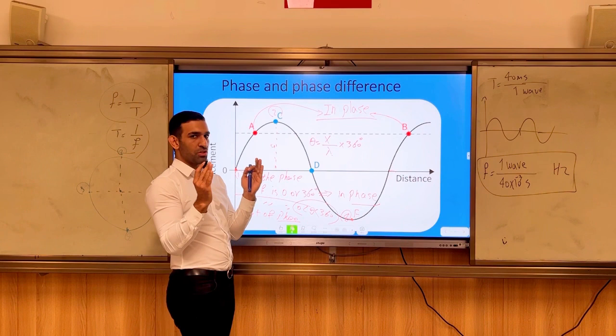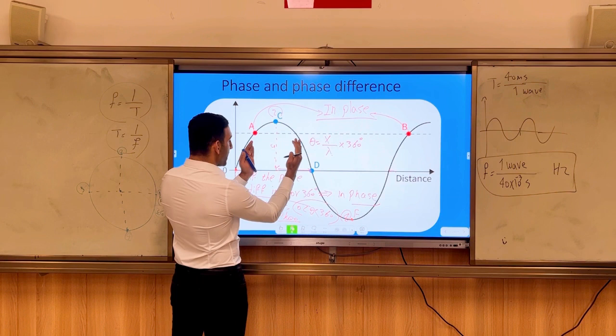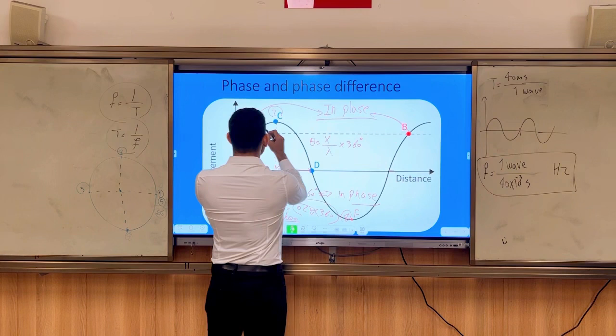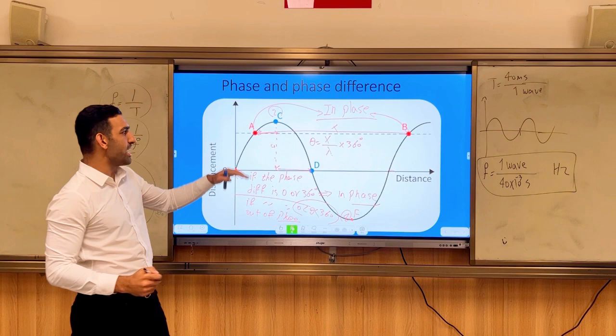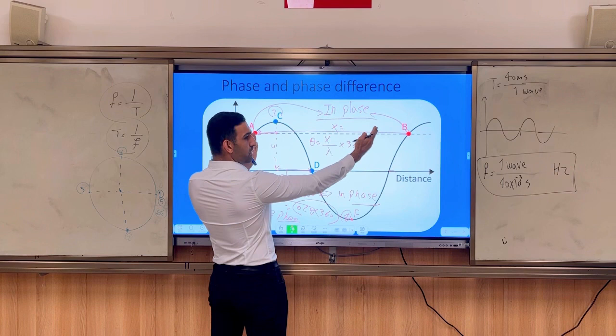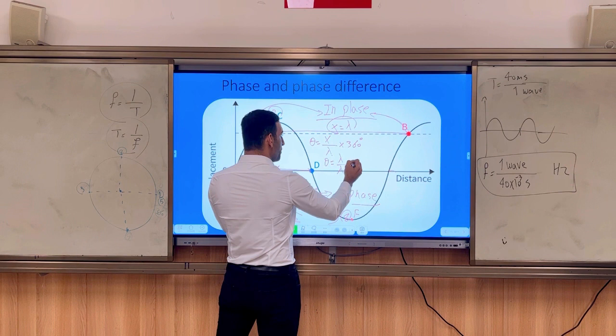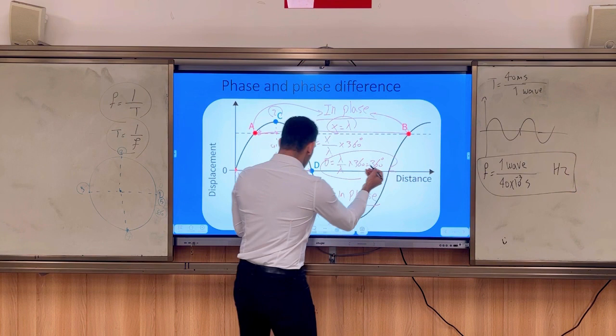Point C and D, this is x. A and C, this is x. A and B, this is x. Okay? So let's consider point A and B. This is x. How much is x? This is a wavelength, so x is lambda. So phi is lambda divided by lambda times 360 degrees, which is 360 degrees. So it's in phase.